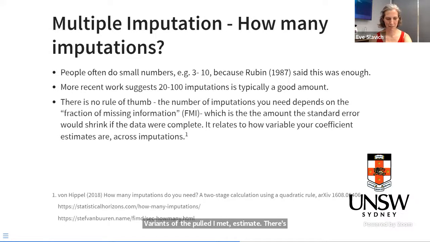There's no rule of thumb, even 20 to 100, that's a rule of thumb, and you might not need that many. The number of imputations that you actually need depends on the fraction of missing information. That's the amount that the standard error of your treatment effect would shrink if you had complete data compared to your data with all the missing values.